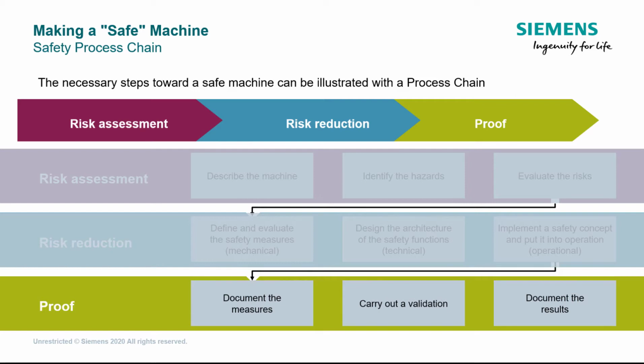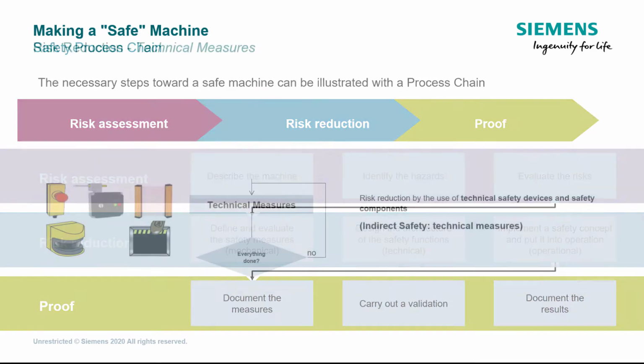So now let's focus on the third part of the safety process chain, which is the proof area. No matter the system nor the measures implemented, the machine builder is now required to provide proof that they've taken the appropriate safety measures for their machine. The way that's accomplished is through thorough documentation of the measures taken, a validation procedure that proves that the system works as designed, and then finally, through documentation of the validation results.